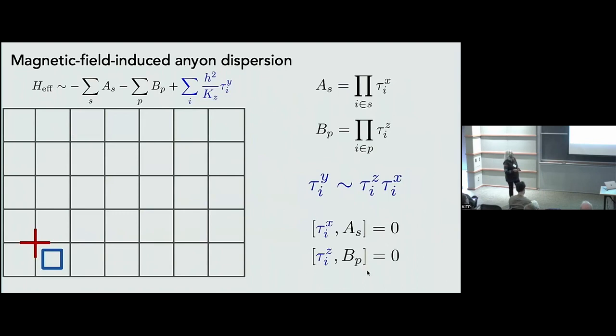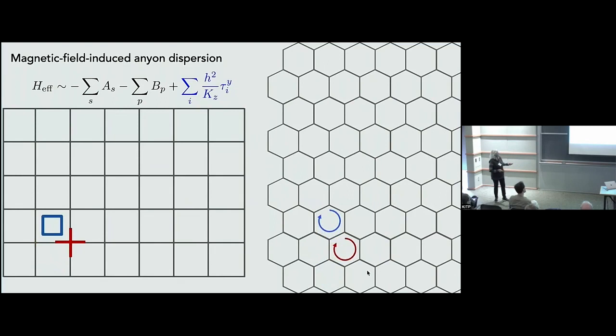At large KZ, we basically get a toric code plus the magnetic field adds another term. The toric code has a star operator, which involves tau X, and a flux operator, which involves tau Z, and the magnetic field adds a perturbation, which goes like tau Y. And its role is to essentially move these excitations across in this way.